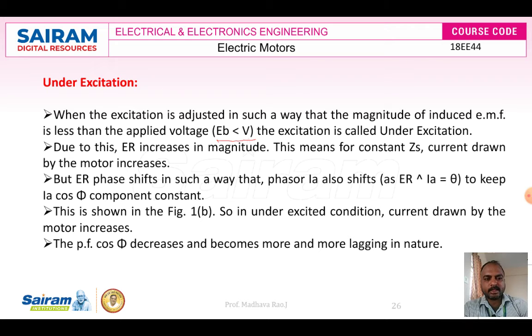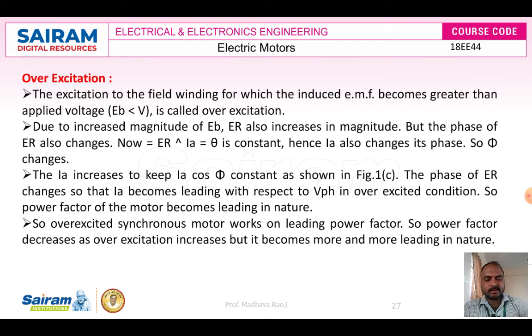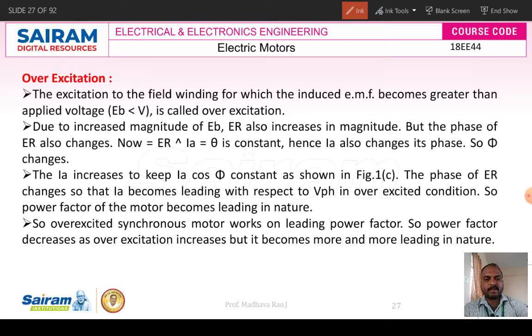Now, we will move to the over excitation. The over excitation means the induced EMF in the synchronous motor is more than the supply voltage V. So, here the excitation of the field winding is such that the induced EMF becomes greater than the applied voltage V. So, EB is more than V, then the excitation is called over excitation.